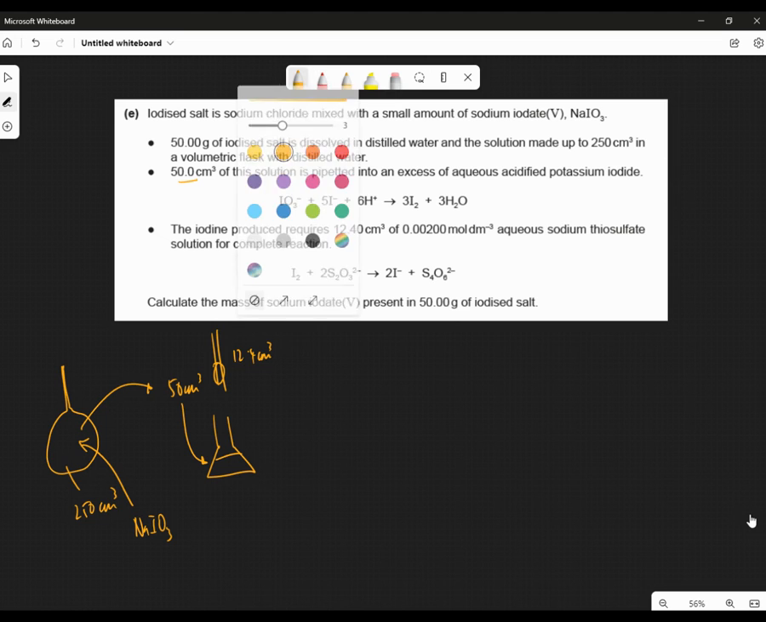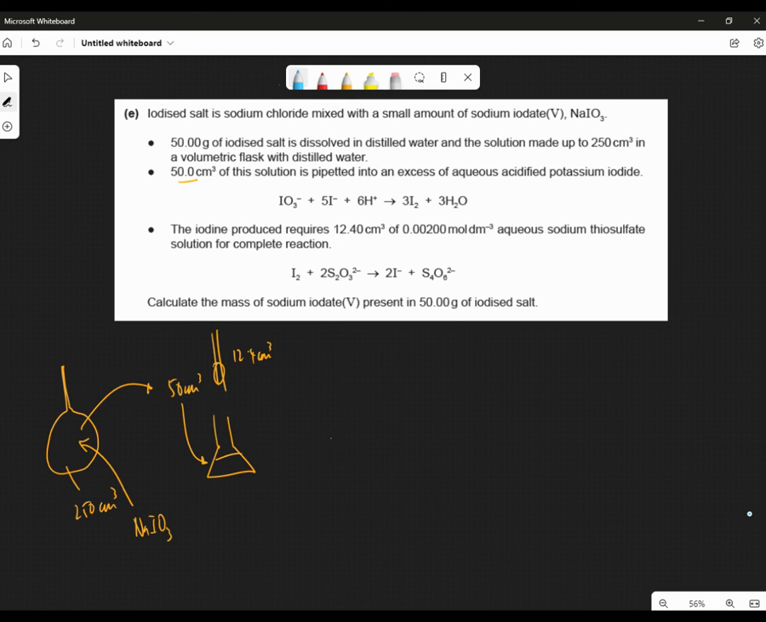So the first thing I'm going to do is change pen. Let me get it nice and blue. Number of moles of the thiosulfate is equal to 12.4 times 10 to the minus 3 times 0.0200. This comes from n equals CV, obviously. Using a calculator, 12.4 times 10 to the minus 3 times 0.002 is equal to 2.48 times 10 to the minus 5.